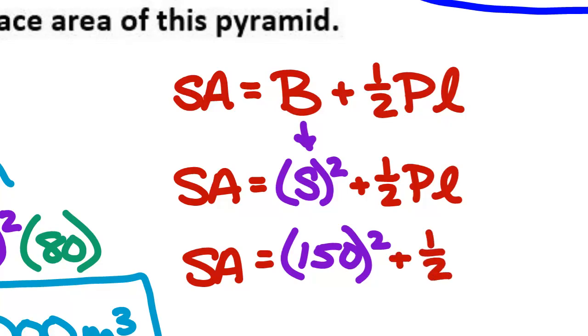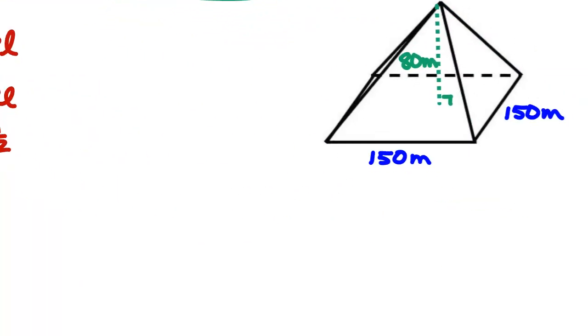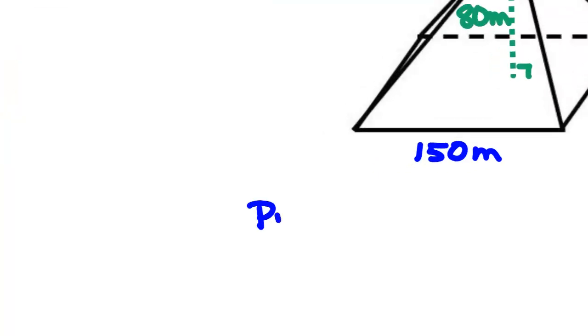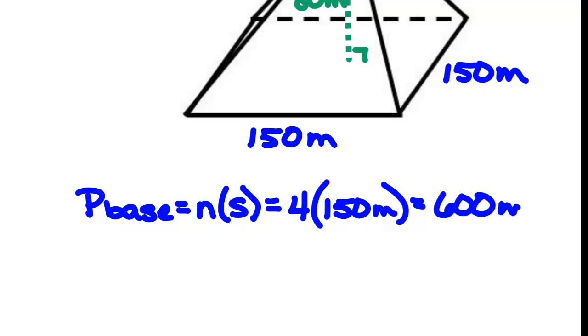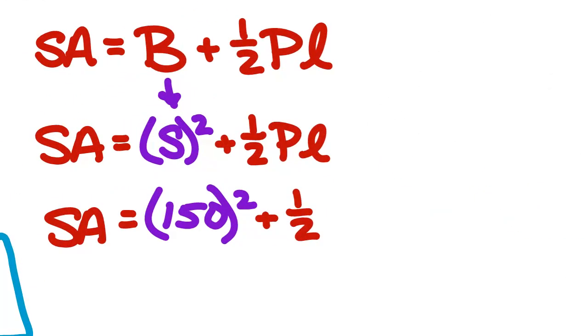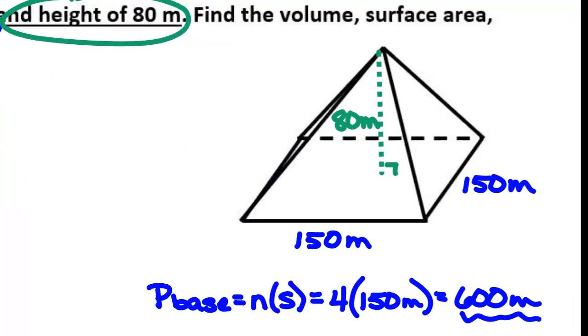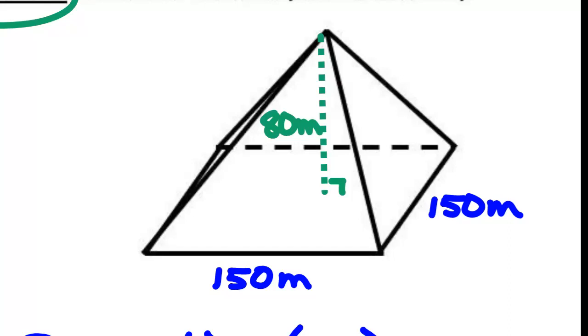plus 1/2, and then that P is the perimeter of the base. So the perimeter of this base, you said was a square shape, which means it's a regular polygon. So number of sides times the length of each side. How many sides does the base have? 4 sides, and each side is how big? 150. So 600 is my perimeter, 600 meters, times the slant height. So now we have to figure out what our slant height is.